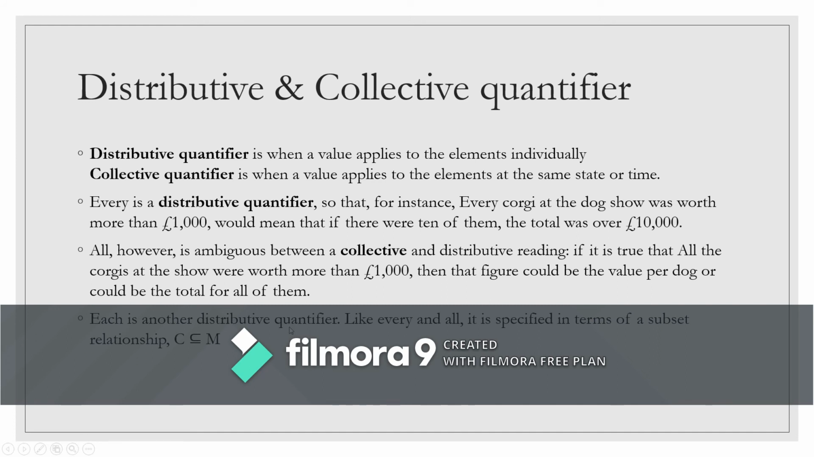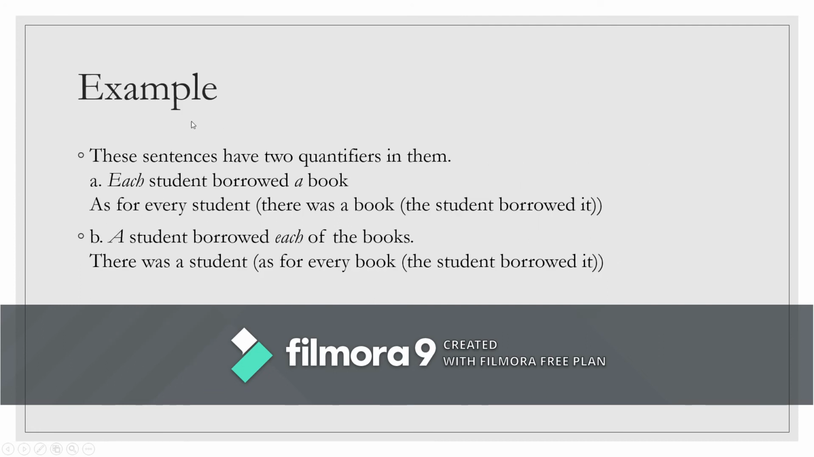Each is also another distributive quantifier like every and all, and it uses this symbol too. Another example: each student borrowed a book. That means as for every student, there was a book the student borrowed. That means every student borrowed a single book, one book. While this one is: one student borrowed each of the books.